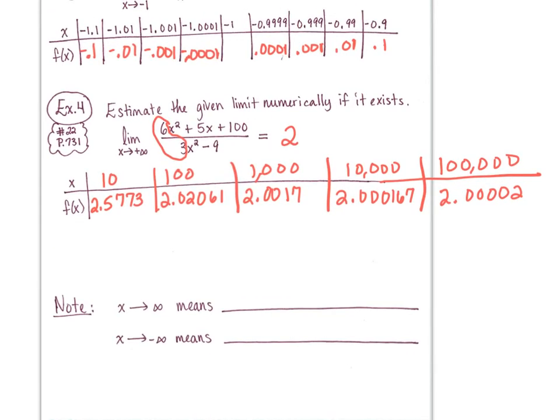Okay? So this means what? I've said it a few times. What does this mean? Read it. X approaches positive infinity. Very good. X approaches positive infinity, or x approaches infinity. So in other words, x gets large. What does the next one mean?